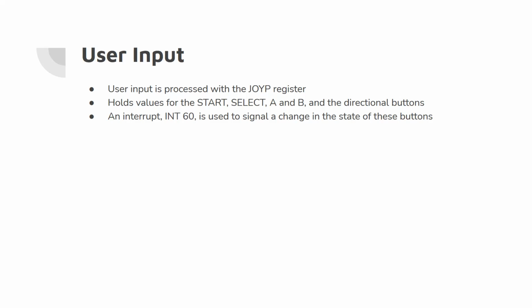The values of start, select, A, B, and the directions, the state of those buttons is represented with bits, just ones and zeros in that Joy P register. So it makes it pretty easy to tell if a button is being pressed, and then the CPU can respond accordingly based on subsequent instructions.